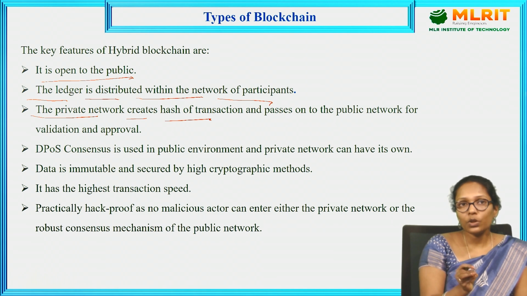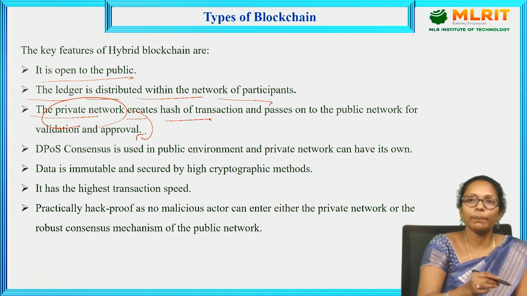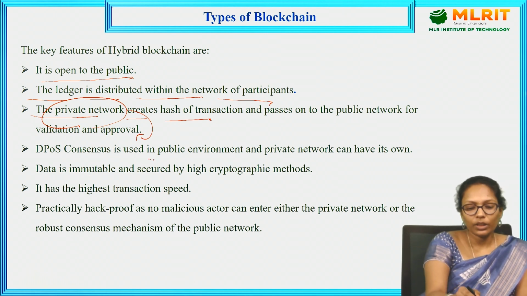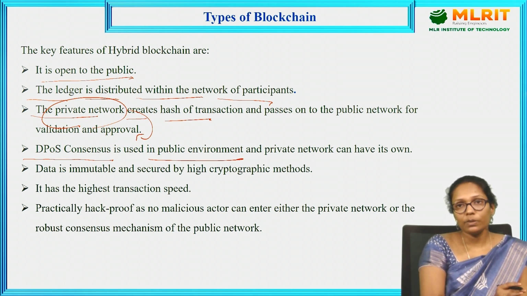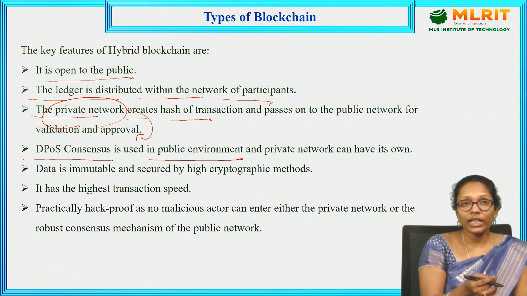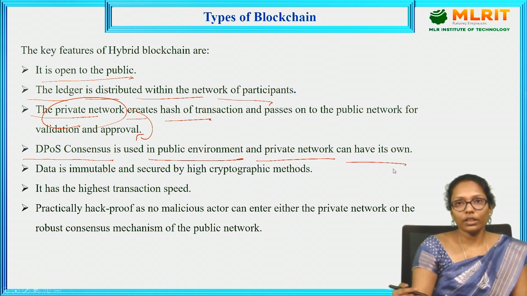So who is going to create the block here? The private network only. But who is going to validate that? The public network. The public network is using the consensus mechanism called DPoS, Delegated Proof of Stake, which we discussed in the previous video. In proof of stake, I should stake some amount initially to participate in the consensus mechanism. If it is delegated proof of stake, instead of staking some amount, I need to get some votes. Based on the voting, a leader will be selected and that person is going to validate the transaction. And coming to the private blockchain, it can use its own consensus mechanism.